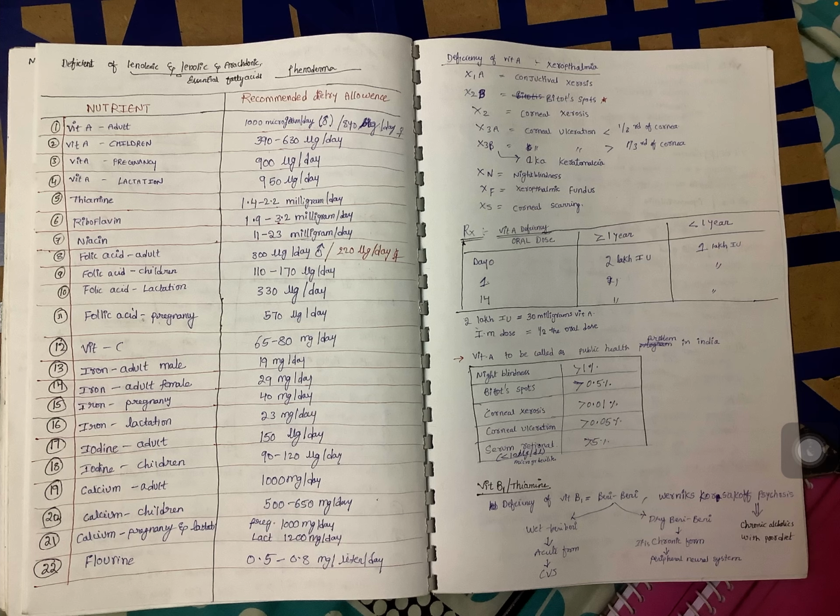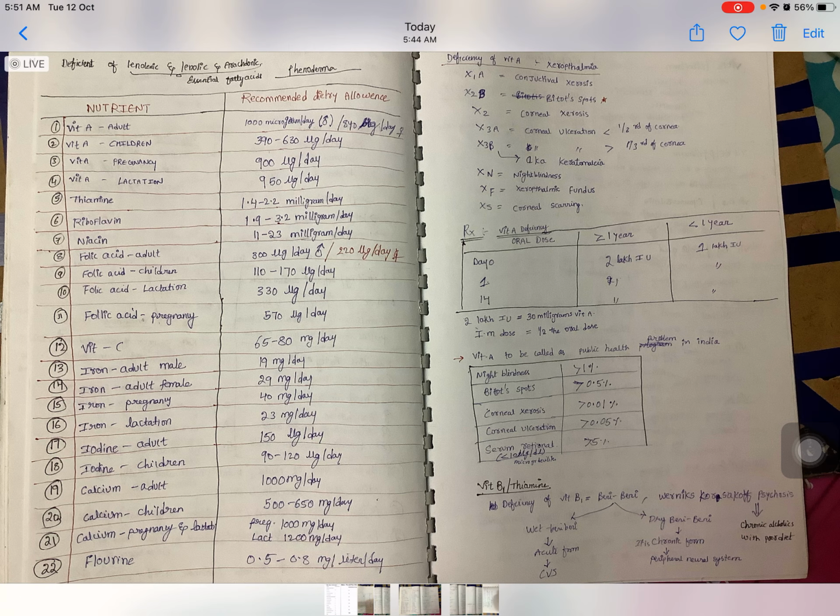Nutrient recommended dietary allowance: vitamin A in the adult 1000 micrograms per day in the males and 840 micrograms per day in the female. Vitamin A in the children 390 to 630 micrograms per day. Vitamin A in the pregnancy 900 micrograms per day. Vitamin A in the lactation 950 micrograms per day. Thiamine 1.4 to 2.22 milligrams per day. Riboflavin 1.9 to 3 milligrams per day. Niacin 11 to 23 milligrams per day.